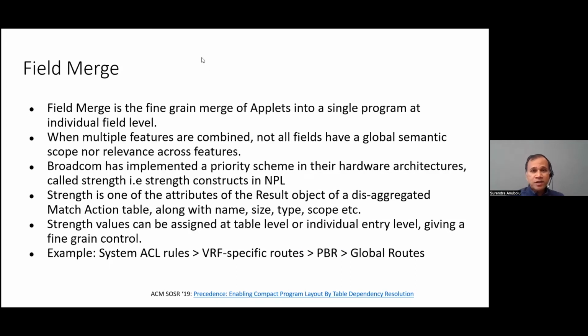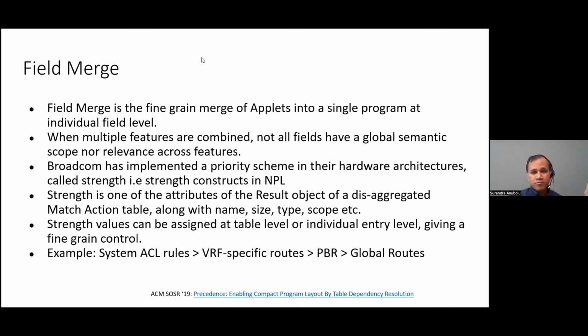That's where the field merge comes in, where field by field, whether it's the allow, edits, or the forwarding decisions, you could say, okay, here's the strength of the field. Some of them have global semantics, but not all of them do. In the Broadcom silicon, there is a priority scheme in the hardware architecture called strength, and this strength construct is reflected in the NPL as well.